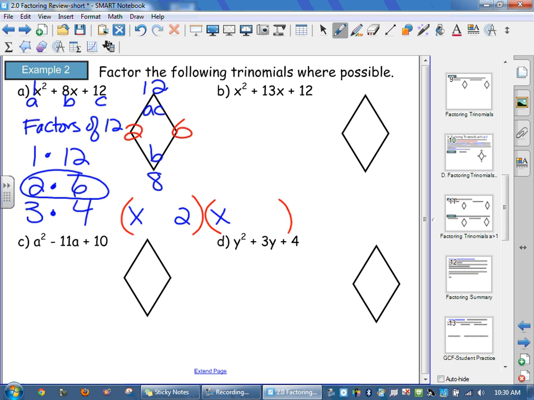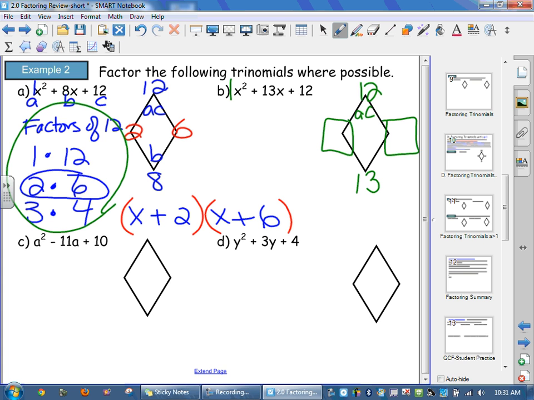If we take a look at B, B is very similar because I'm using the number 12. I would do the same thing as I did over here. I need to factor 12. So I've got 12, a times c. 1 times 12 is 12. On the bottom, I have a 13. So what numbers are going to go on my wings now? Here are my factors of 12. Which two digits add to 13? 12 and 1. So you're going to use 1 and 12. Those are the numbers that go in the brackets this time. So now you're going to have x plus 1 and x plus 12.